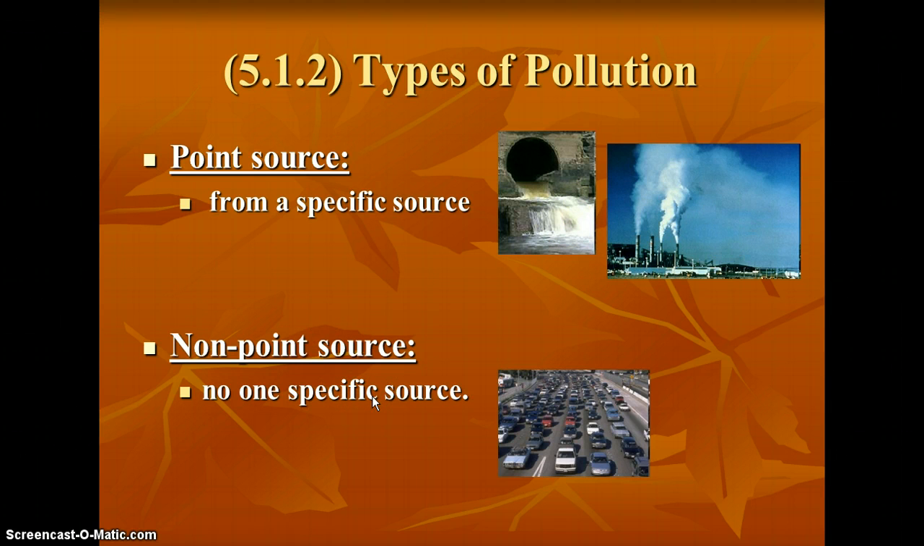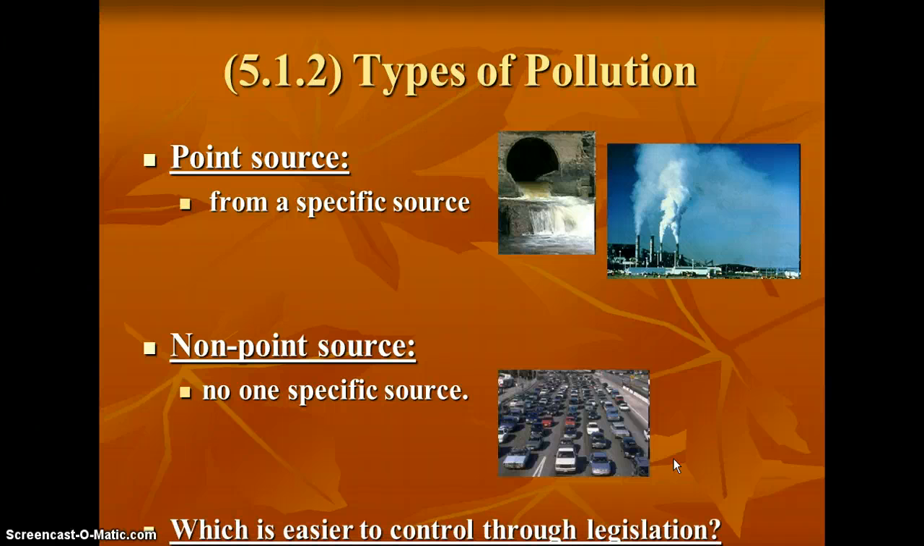However, non-point source would be something like car emissions or water washing down the road. It's hard to figure out exactly what lawn the fertilizer or pollutants in the water would be coming from, or it's hard in car emissions to figure out where exactly the exhaust is coming from, especially if it's getting blown away somewhere. So which do you think is harder to control or easier to control through legislation?